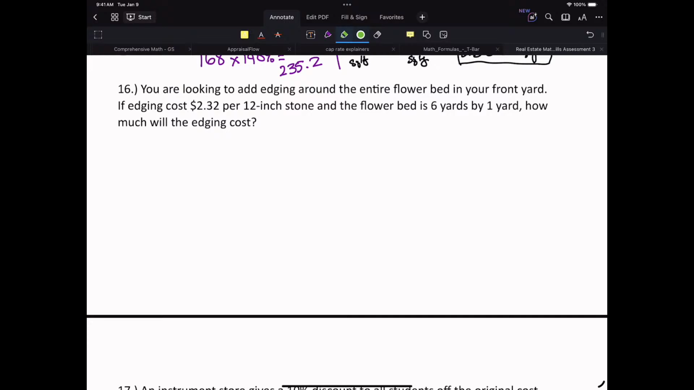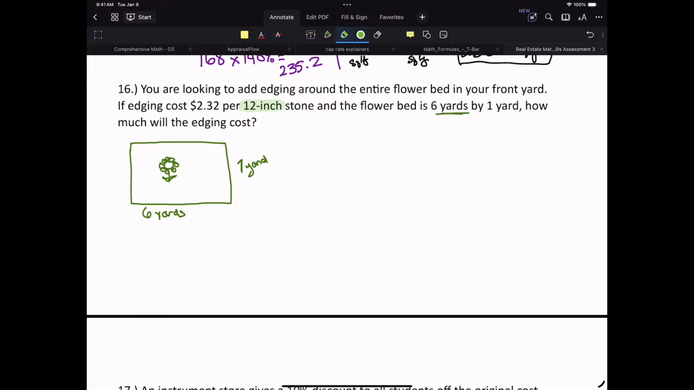All right, so let's draw it out. You got a flower bed. Okay, that's a terrible flower, but work with me here. It's a flower bed, and remember the first number is how wide? It is 6 yards, and then it's 1 yard. And then we know we're going to have to deal with these inches. So there's yards, there's inches.